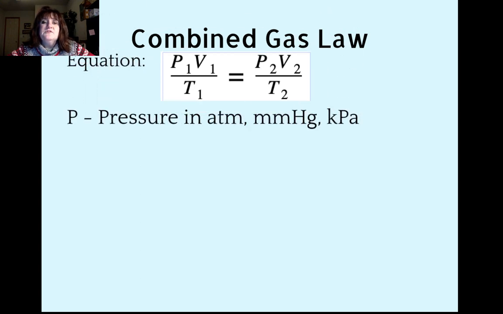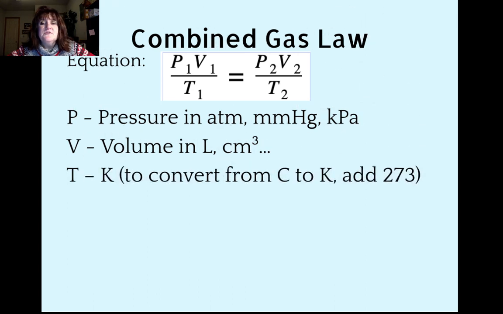So, pressure is measured in atm, mmHg, and kPa. Volume is measured in liters and centimeters cubed. And temperature has to be measured in Kelvin, and you have to convert to Kelvin if you're given Celsius.